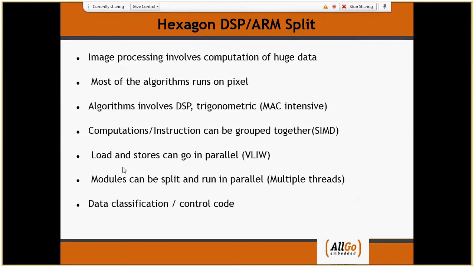Secondly, the algorithms involve DSP and trigonometry. Since these algorithms are very complex, they are all digital signal processing, some of the filtering, some of the FFTs, and they use some trigonometry equations, which are very time consuming, and they are all MAC intensive.